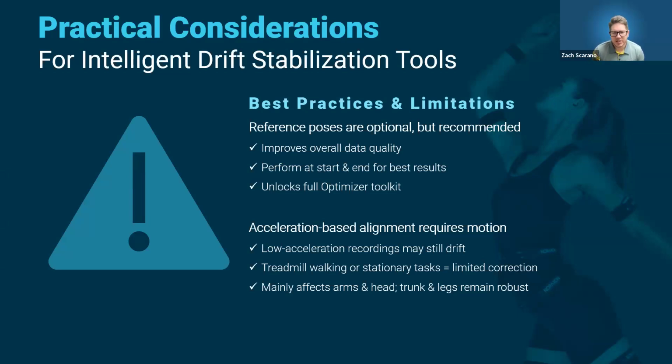But this limitation mainly affects the arms and the head because the trunk and the legs have additional correction algorithms that keep them stable. So the message here is that our intelligent drift stabilization is a major step forward to drift-free capture, but it isn't magic. And so with a few best practices in place, you'll definitely see outstanding results. And of course, our support team is always here to help guide you in making sure that you can capture the cleanest data possible.